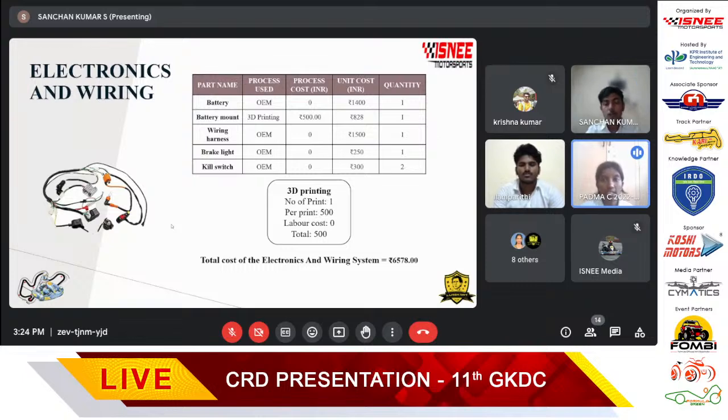The wiring harness, brake light, and two kill switches each cost rupees 1500, 250, and 300 respectively, and hence the total cost for electronics is calculated as 6578 rupees.